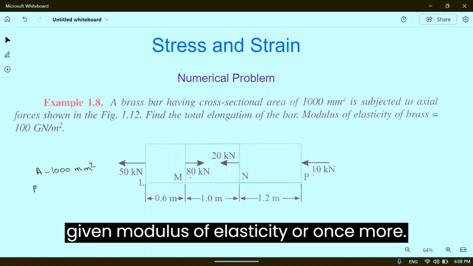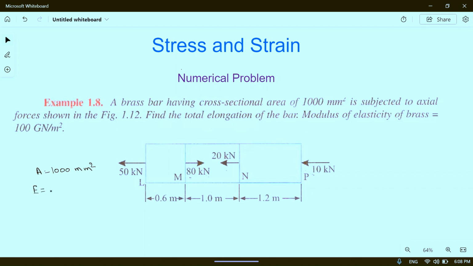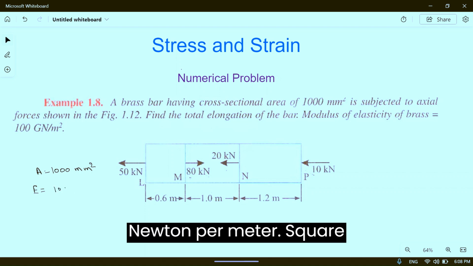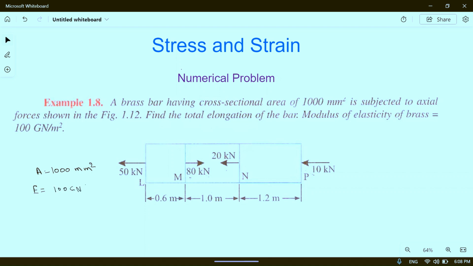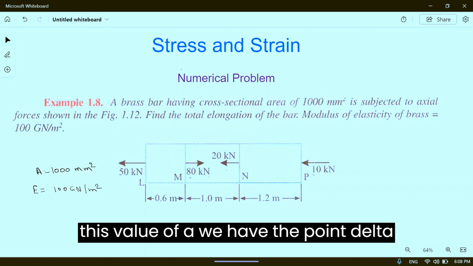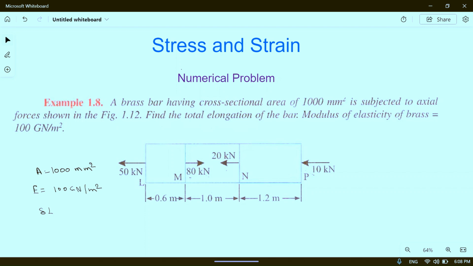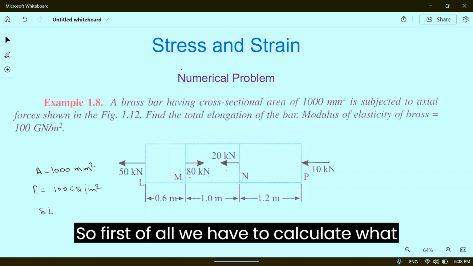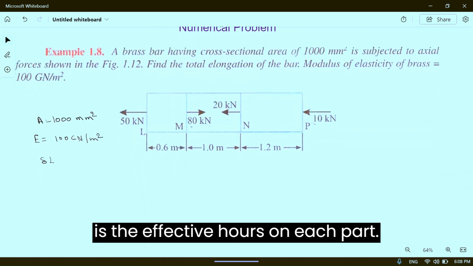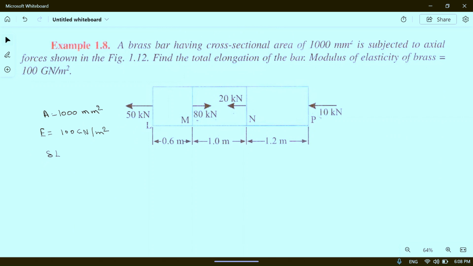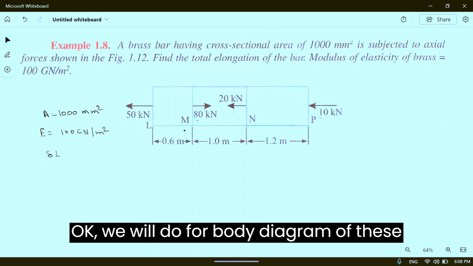So E is given, modulus of elasticity or Young's modulus is given as 100 giganewton per meter square. With this value of E, we have to find delta L or total elongation. So first of all, we have to calculate what is the effective force on each part.